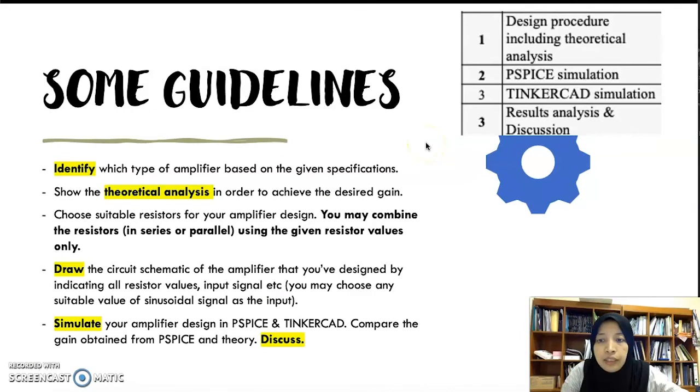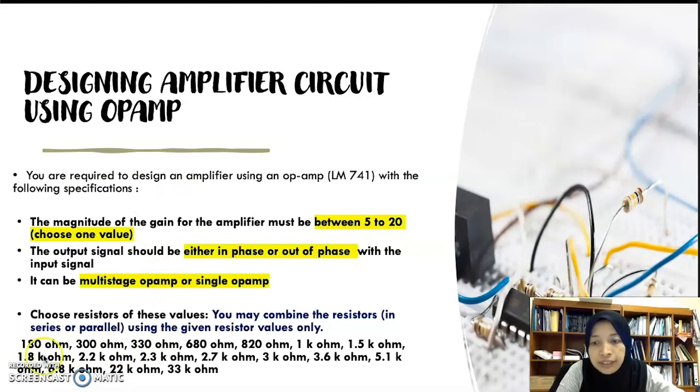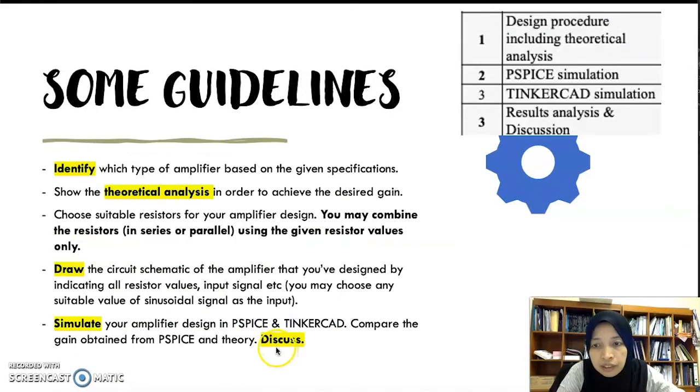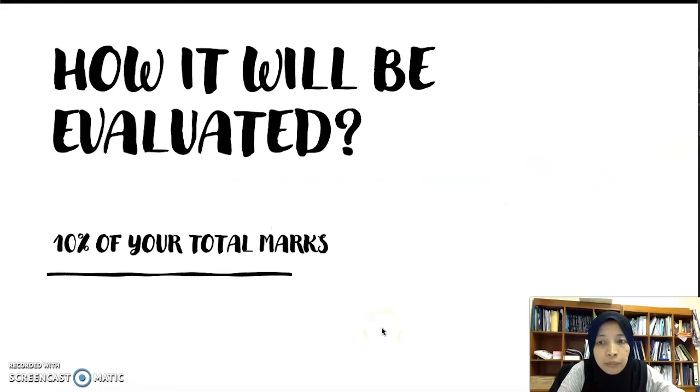Okay, so here are some guidelines for you to prepare your discussion. Start by identifying, and then show the theory analysis, which is the theory calculation of how you get the gain. And then you can combine the resistors either in series or parallel. Let's say this is the list of resistors. You can choose 3 or 4 resistors and combine them either in series or parallel. Then you simulate your circuits, discuss, and show your result in terms of table or graph.